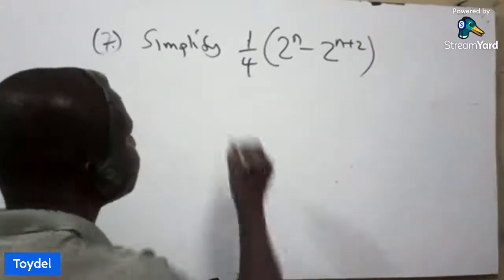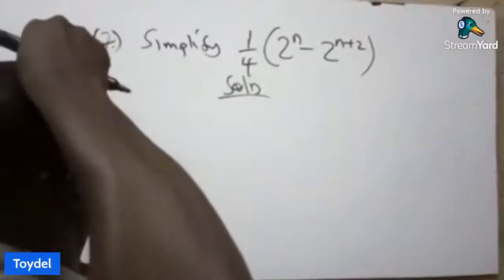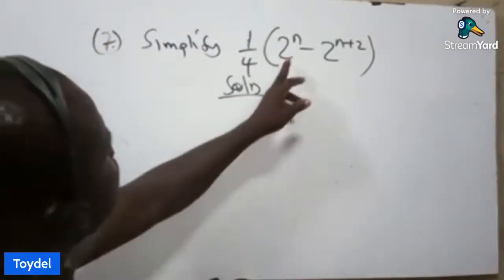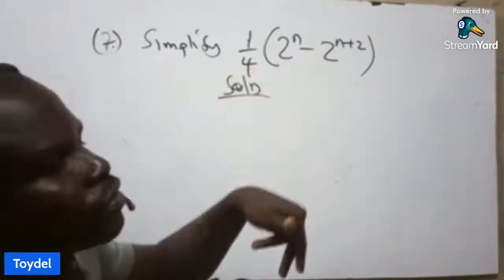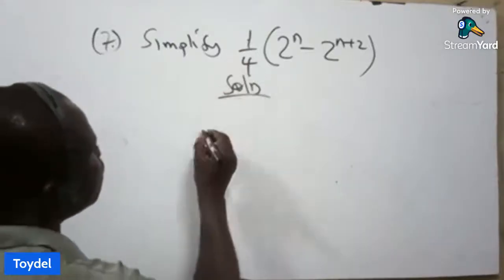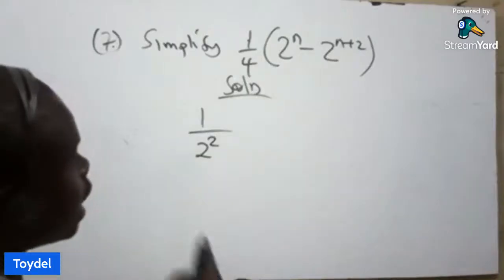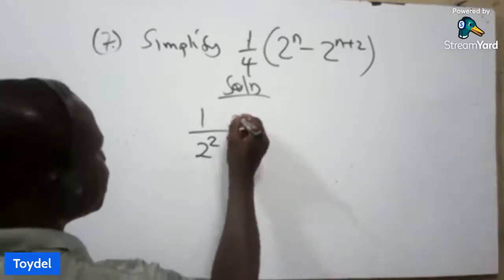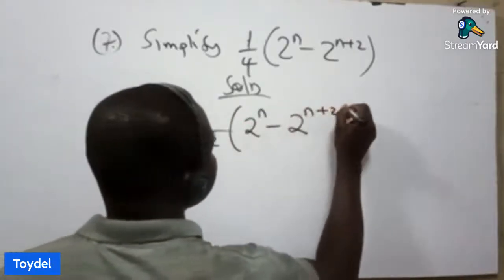Look at this now. Of course, this question is under indices. Anything raised to power is under indices. So in this case now, what do we do? Since you have all this, the base is 2. What you have outside here, you can change it to 2, because 2 times 2 will give us 4. So instead of 1 all over 4, I'm going to change it to 1 all over 2 squared, because 2 times 2 is 4. So I can write 4 as an index of 2. Then into brackets 2 raised power n minus 2 raised power n plus 2.